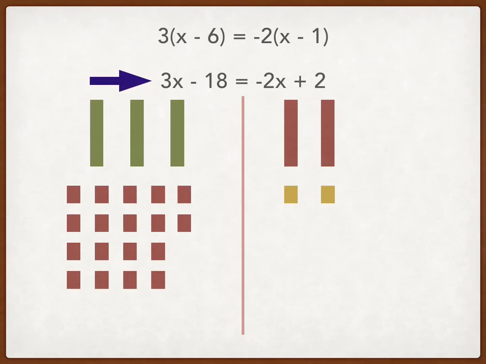Our next equation is 3 times x minus 6 equals negative 2 times x minus 1, which distributes into 3x minus 18 equals negative 2x plus 2. So this is modeled by 3 positive x's on the left side with 18 negative constants, and on the right side we have 2 negative variables with 2 positive constants.